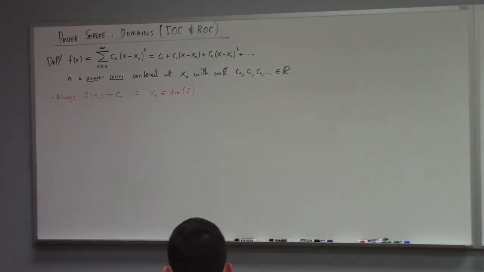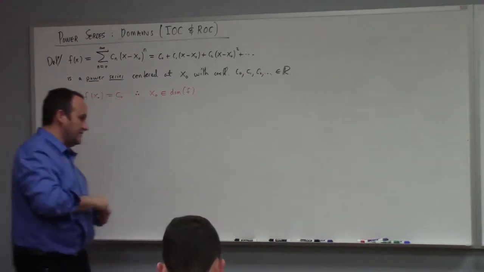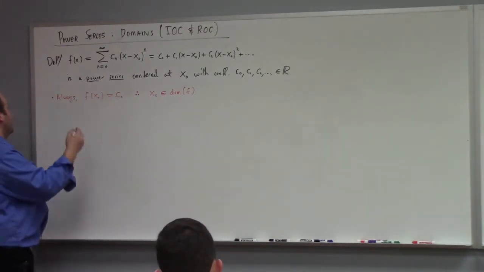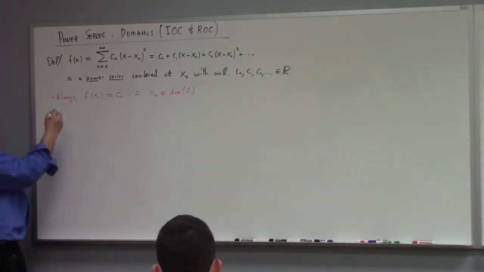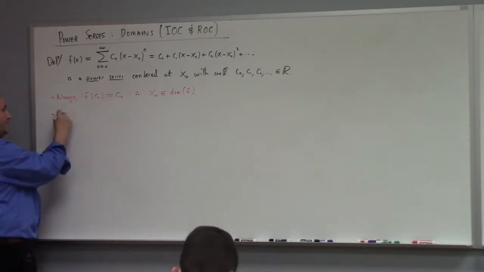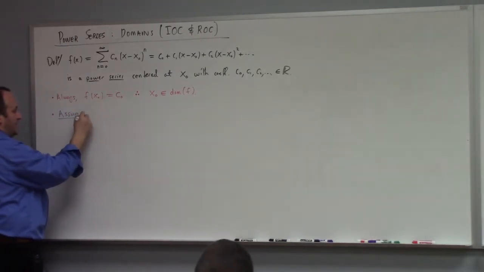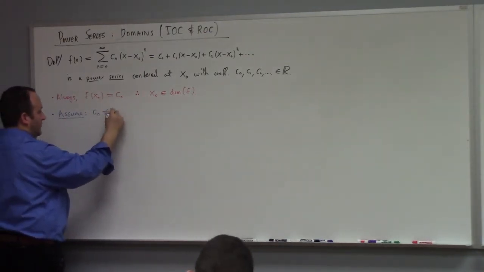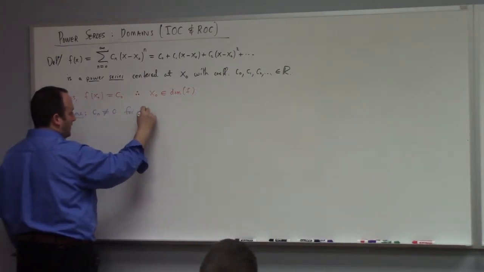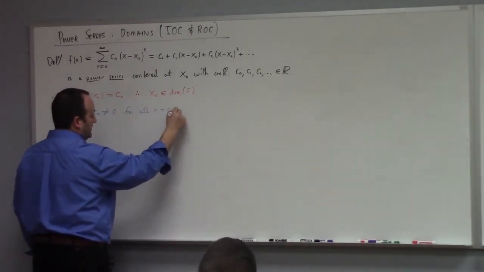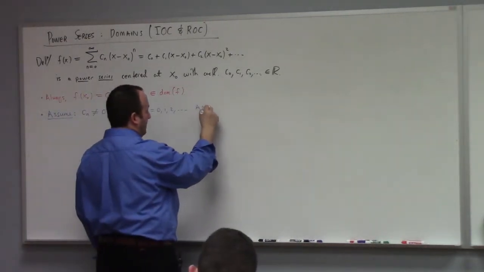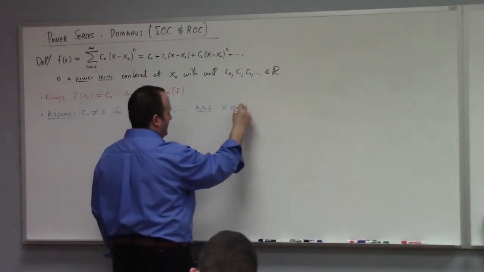Now, let's apply the ratio test. I kind of muddled it a little bit yesterday. I want to just go through that again. It won't take us long. I'm going to tack on an extra assumption, okay? Let's assume, for the sake of this argument, that Cn is not equal to 0 for all n in question, okay? And let's also assume x is not equal to x naught, all right?